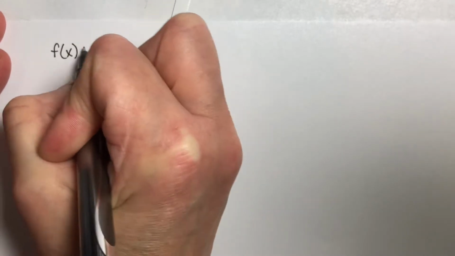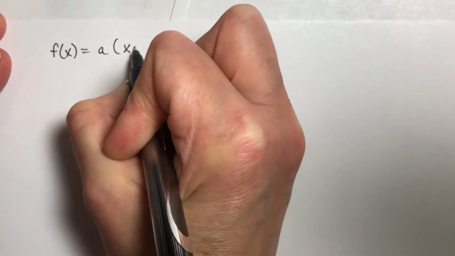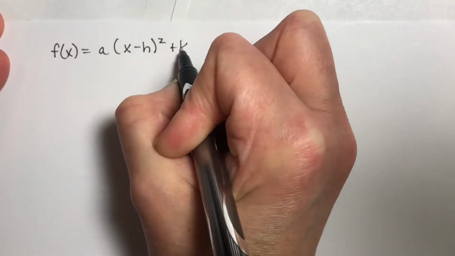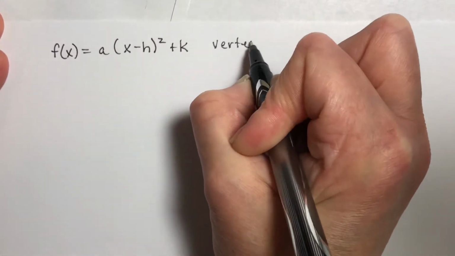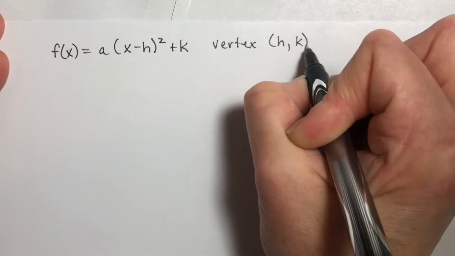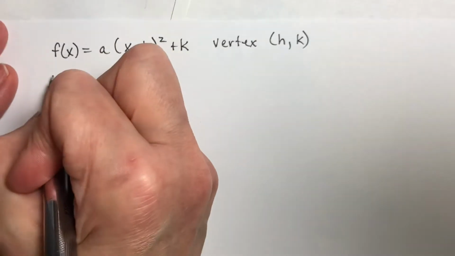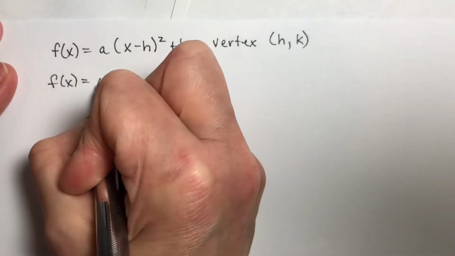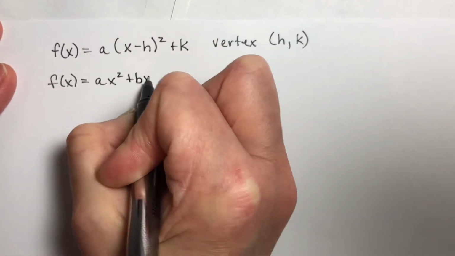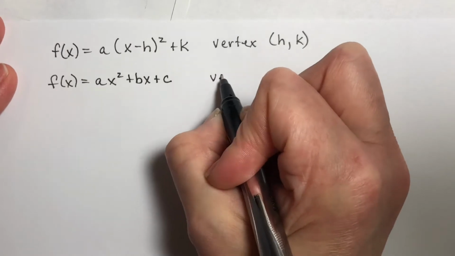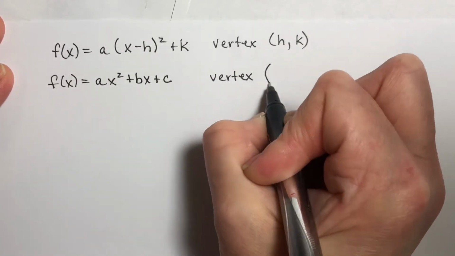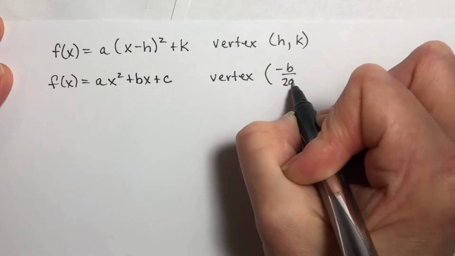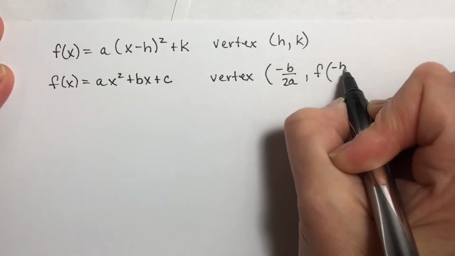Okay, so this is the explanation part of section 3.1. We had the formula that said if we had f(x) = a(x − h)² + k, our vertex was (h, k). And then when we have f(x) = ax² + bx + c, we were given our vertex as (−b/2a, f(−b/2a)).